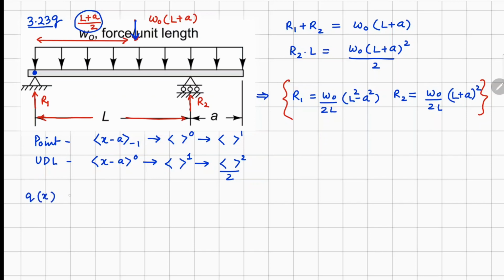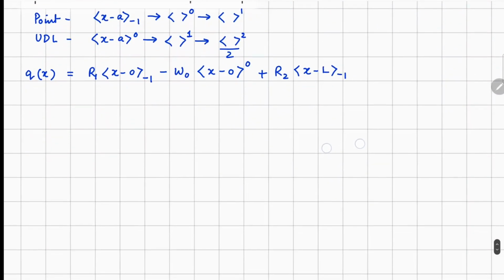So we start from the left hand side. So we have R1 here. R1, this is at point x equals 0, so (x minus 0) to the power minus 1 because of the point force, and then we have the UDL, which is minus W naught, again starting at 0, and because of the UDL the power is going to be 0. Third one is your R2 reaction here. This one is at L, so (x minus L), and the power is going to be minus 1.